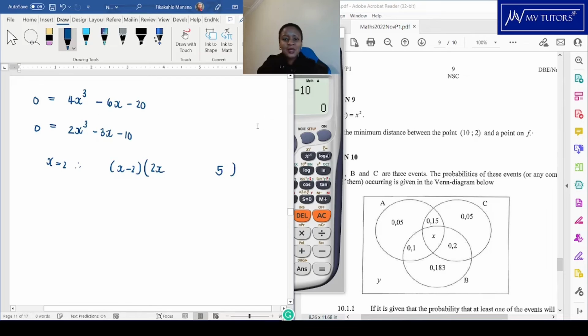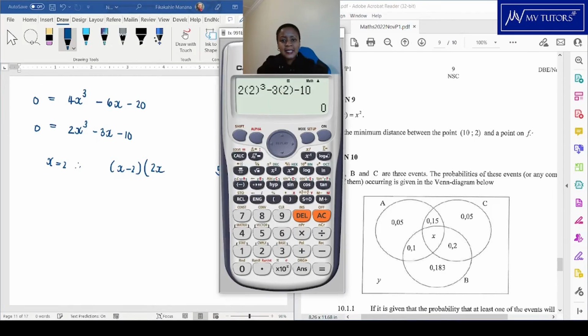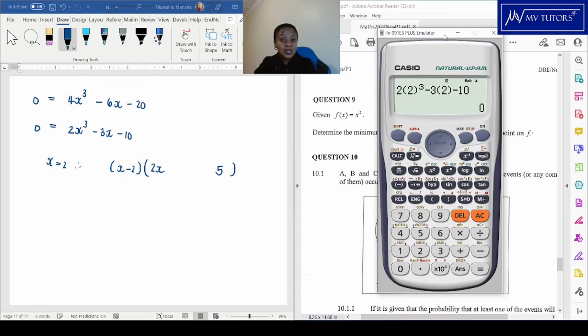And it's up to you at this point if you want to use long division or synthetic division. So if you're not sure about synthetic division, please check out our video. But basically, we're going to look at the coefficients. Okay, for x cubed, we have 2. For x squared, we have 0. For x, we have minus 3. And then we have minus 10. And we know that 2 is one of the factors. So firstly, we bring down the 2.